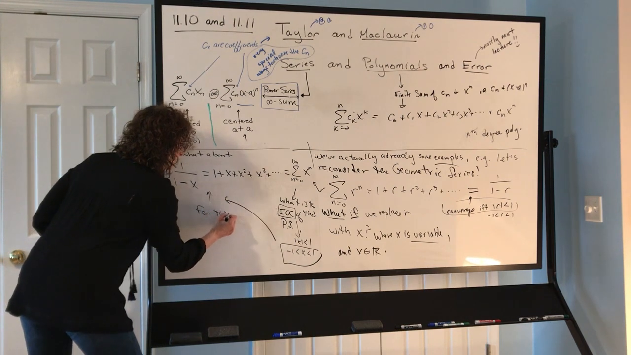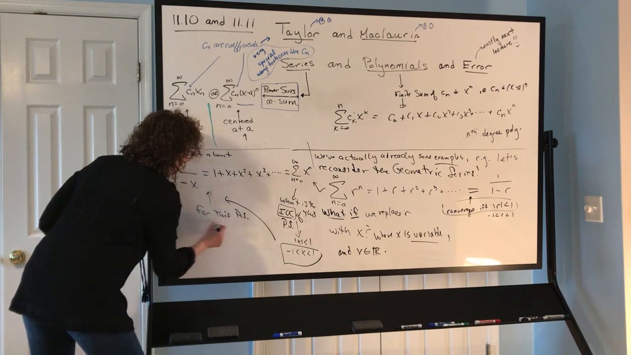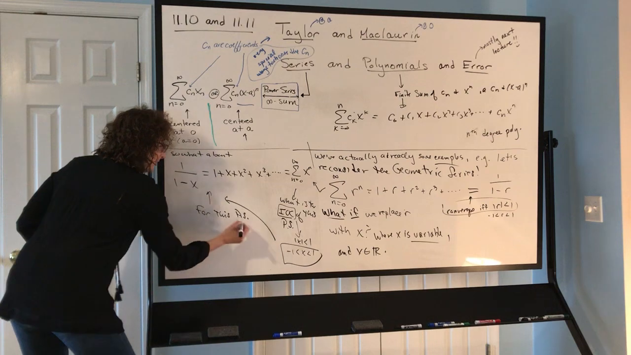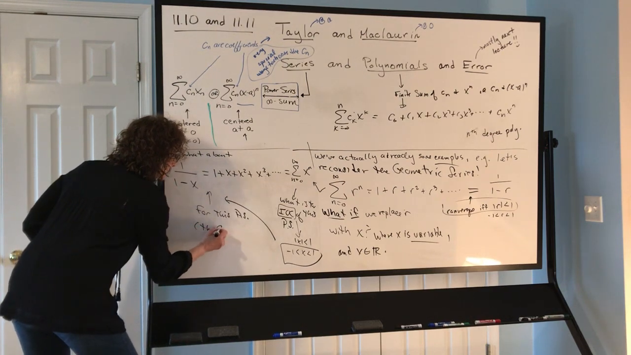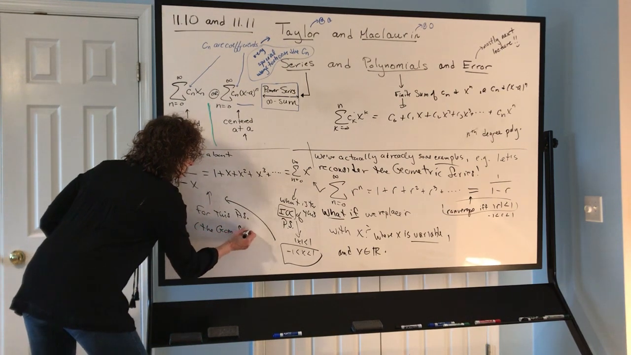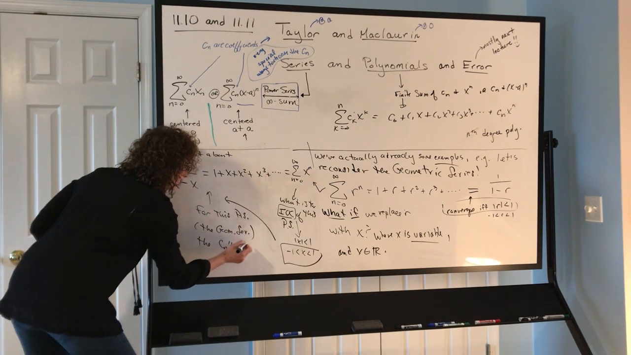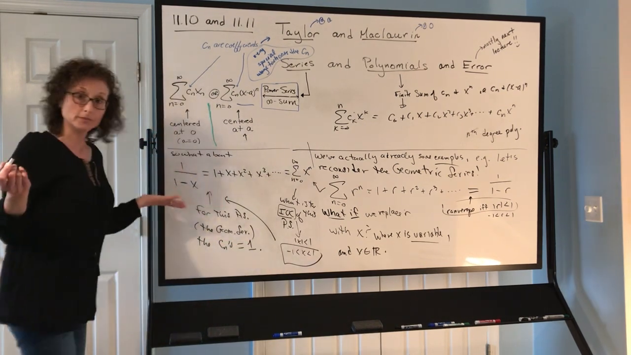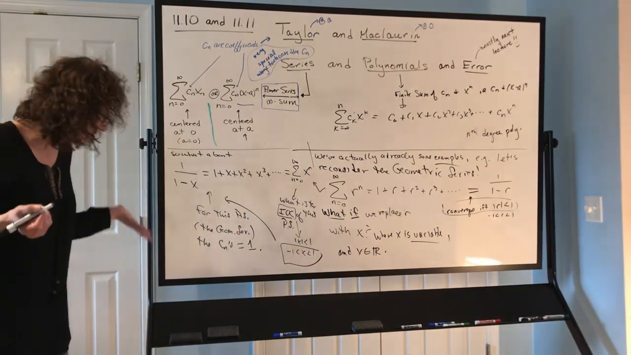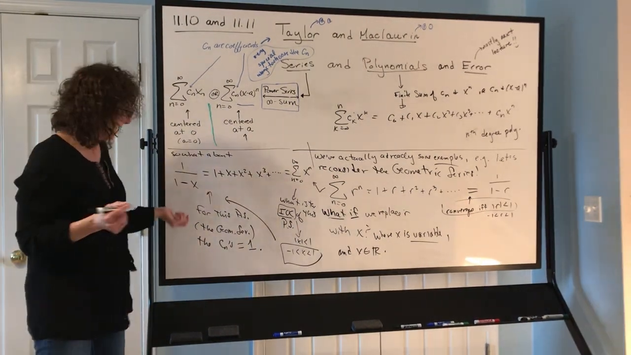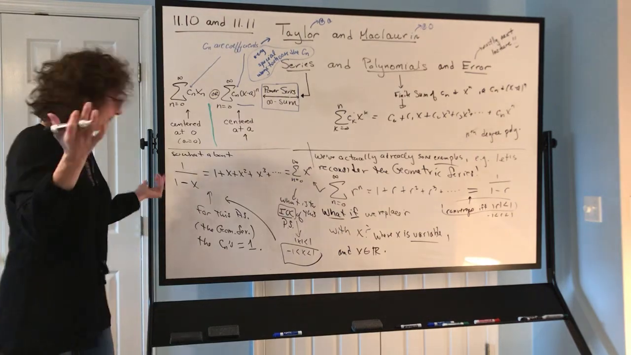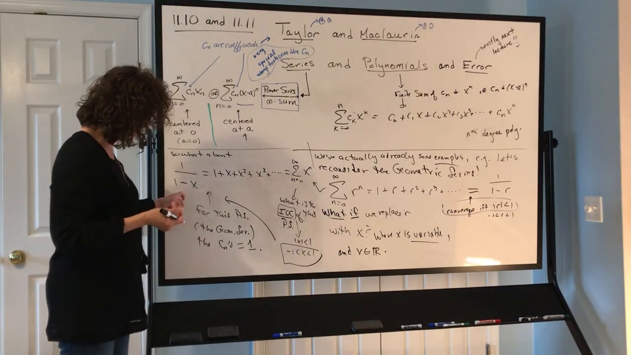The question is, so for this power series, the geometric series, the c sub n's are all identically equal to 1. All of them. C0 is 1, C1 is 1, C2 is 1. Can we justify that? Why should that be for this function?